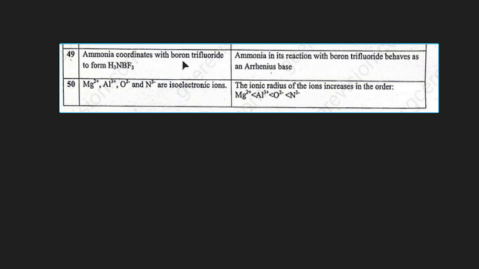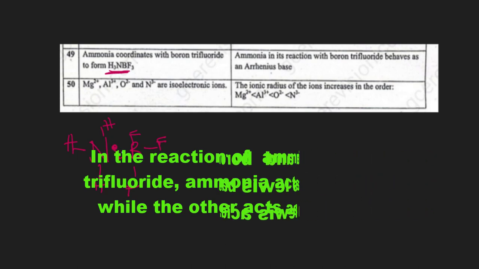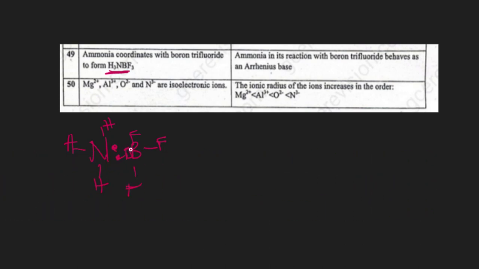49. Ammonia coordinates with boron trifluoride to form this compound, and that is a true statement. This is called an adduct, where we have ammonia reacting with boron trifluoride, and these lone pairs are going to be donated to this empty orbital, forming now the general compound. So there is a dative bond here called a dative covalent bond, and that is why it is a coordinate bond. So statement 1 is correct.